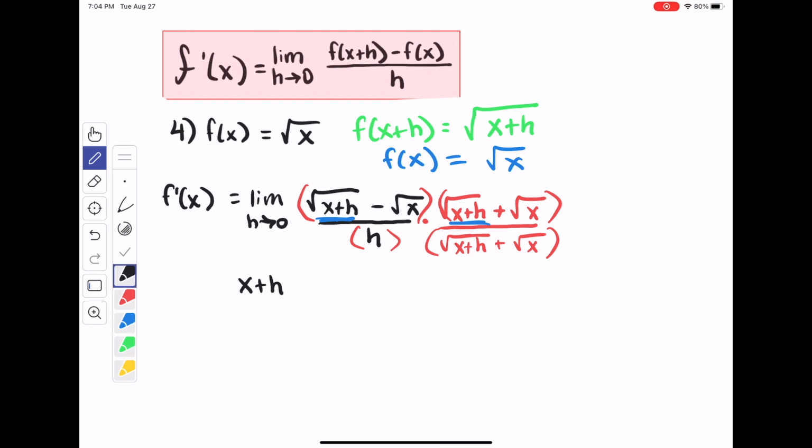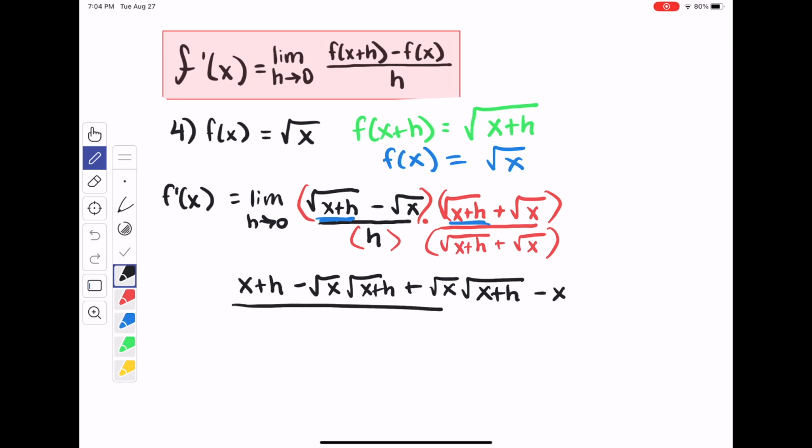Then we have negative root x times x plus h plus root x plus h. And then negative root x times positive root x is simply negative x. And we have h times root x plus h times root x. So now it's up to us to just see which ones cancel out.